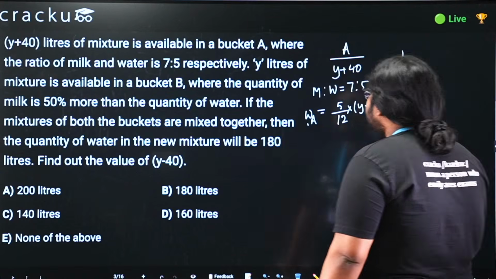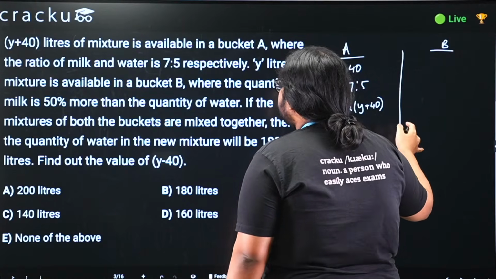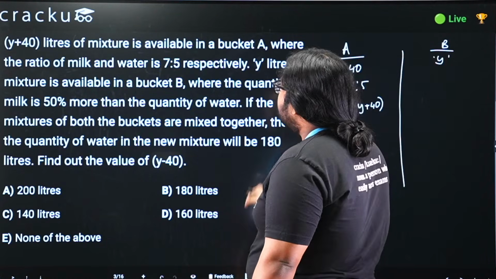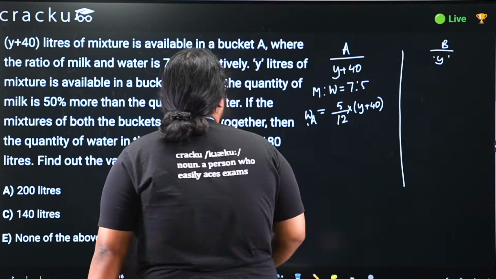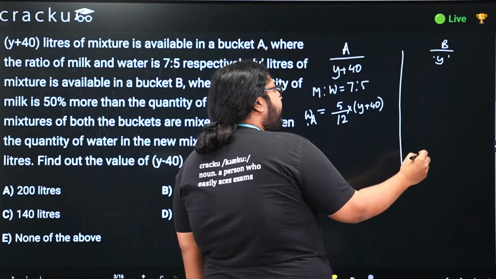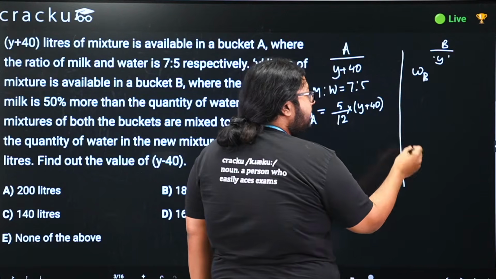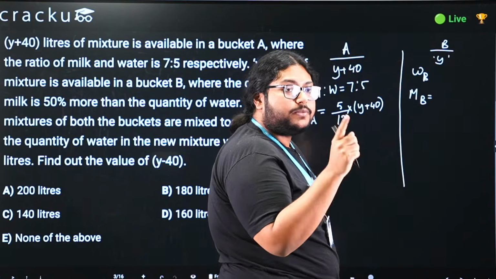Now let's calculate the amount of water in B. The total amount given in B is Y. The relation given is that milk is 50% more than the quantity of water. So if I take the quantity of water to be, say, WB, in that case the milk will be 50% more, which is 1.5 WB.